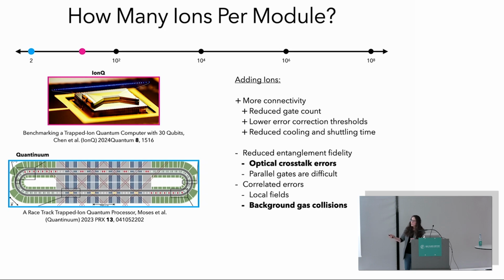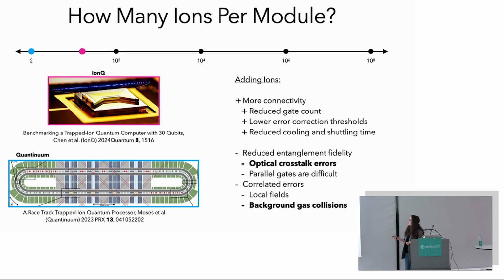One question that guides a lot of our work is: how many ions is the optimal number of ions per module? There's probably some answer to that question that is given by the algorithm that you want to encode or the error correcting code that you want to use. So maybe if you want to use a 7-qubit Steane code, you should have 7 qubits per module, as a simple example. But we're looking at it from an error perspective and an optical infrastructure perspective.